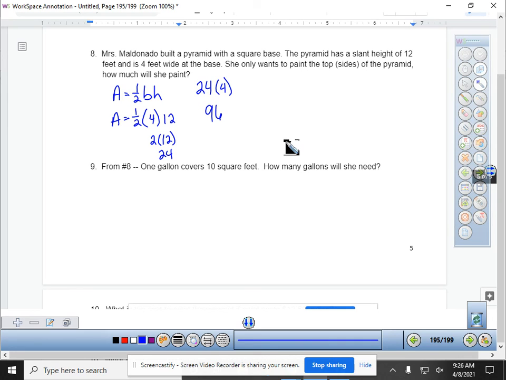Now look at number 9. From number 8, 1 gallon covers 10 square feet. How many gallons will she need? Write a proportion. Gallons, square feet. This is not a surface area. This is a rate question. 1 gallon covers how much? 10 square feet. How many square feet is she covering? 96. Where does that go? On the bottom. Solve that proportion.